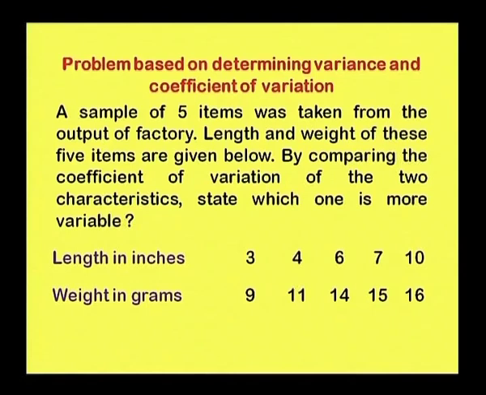A sample of 5 items was taken from the output of a factory. Length and weight of these 5 items are given below. By comparing the coefficients of variation of the two characteristics, state which one is more variable. We are given two attributes: first, length in inches, which is 3, 4, 6, 7, 10, and second, weight in grams. We have taken a sample of 5. The weight in grams is 9, 11, 14, 15 and 16.